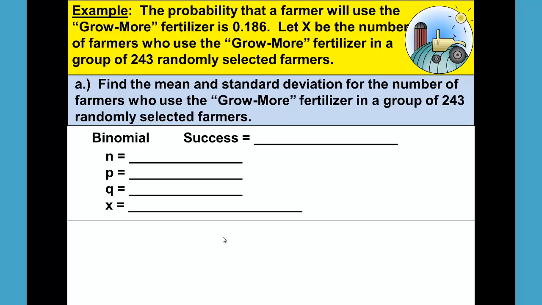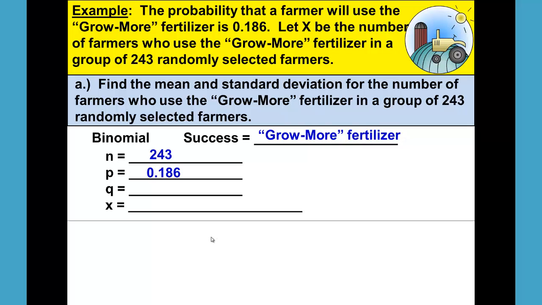Is this a binomial? Yes. We have two outcomes. We either use the fertilizer or not. There's a fixed number of trials, n equals 243. The probability of success is 0.186 for every farmer we look at, and one farmer using the fertilizer does not affect the probability of the next farmer using the fertilizer, and since we randomly selected the farmers, we'll assume that they are independent. Our success is that they're using the Grow More fertilizer. Our number of trials is 243.